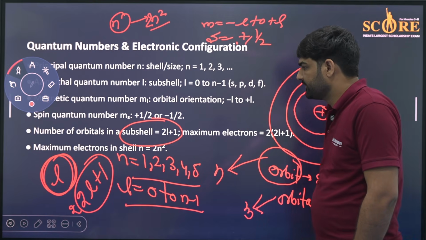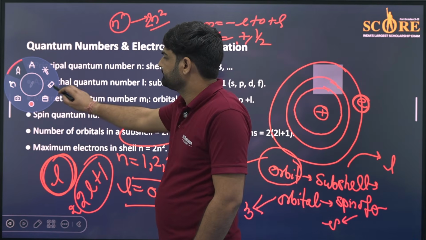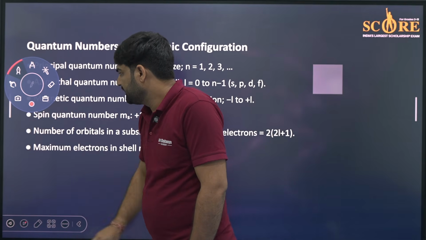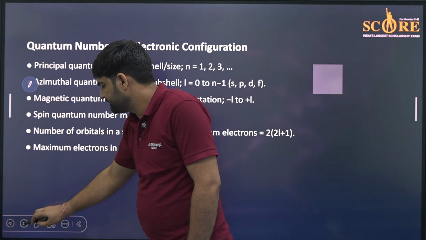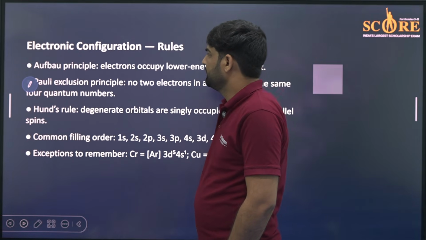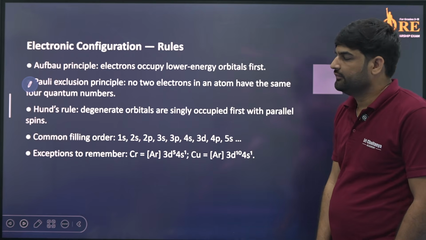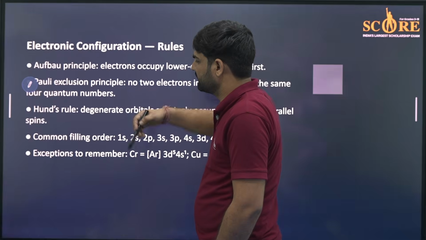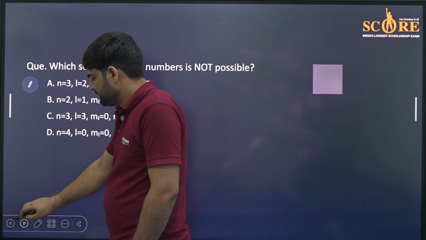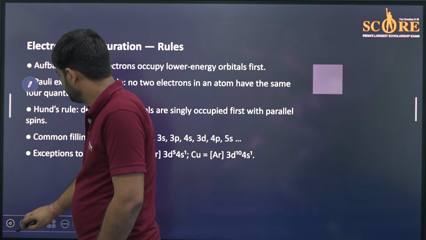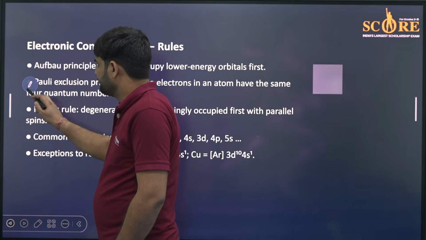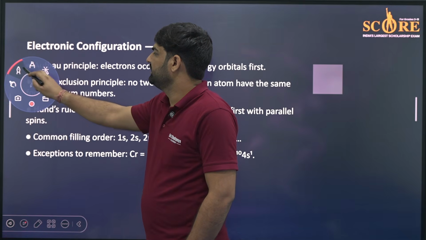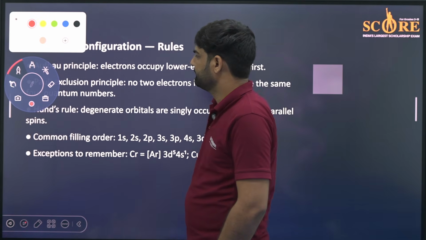So next we can see that we have to write the electronic configuration, and for that we have to follow 3 electronic configuration rules.